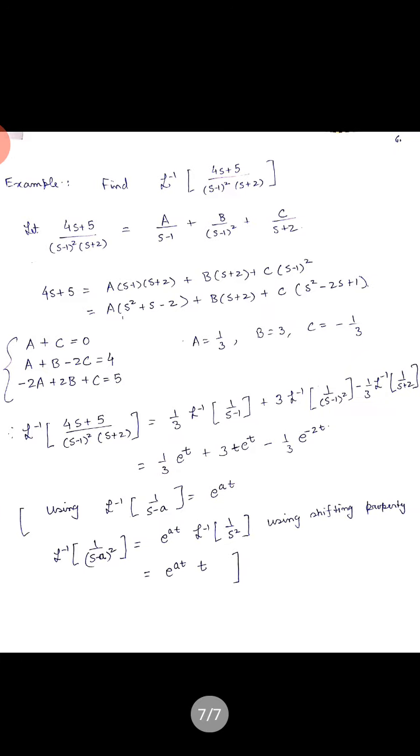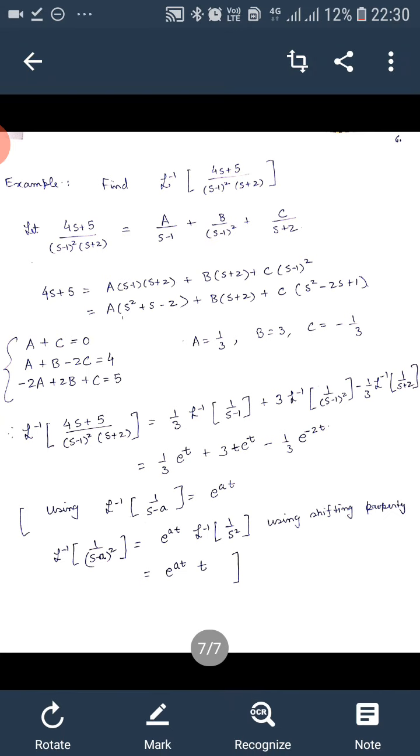We are going to look at one more problem where we want to find the inverse Laplace transform of 4s plus 5 over s minus 1 whole square times s plus 2. So again, if you see this function, it is not in the standard form, so we cannot directly use any of the formulas for the inverse Laplace transform. So what we are going to do is resolve it into partial fractions.